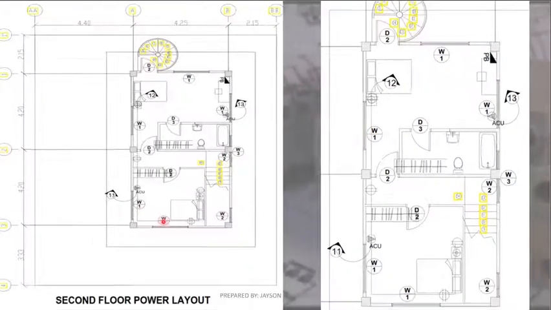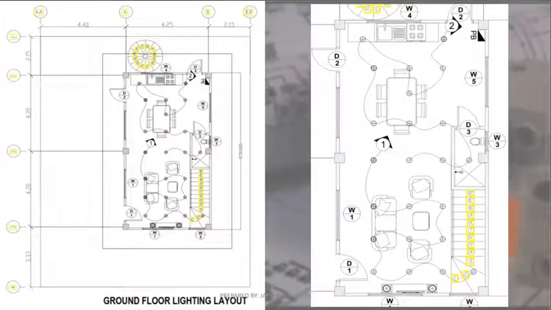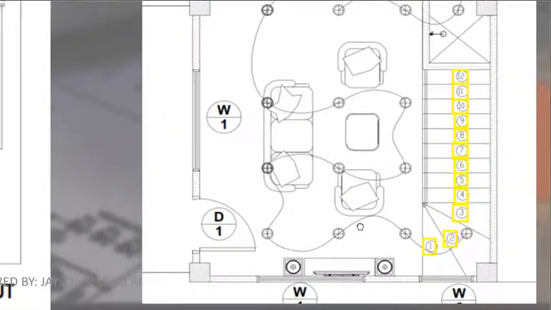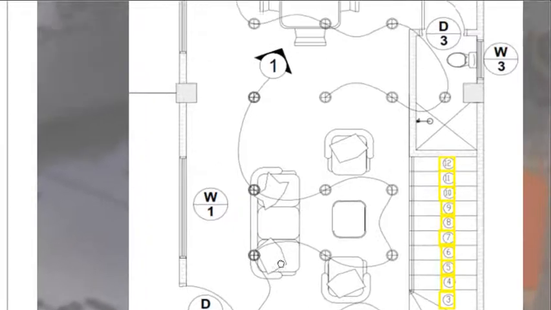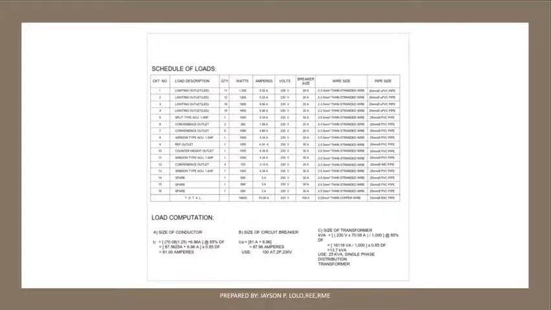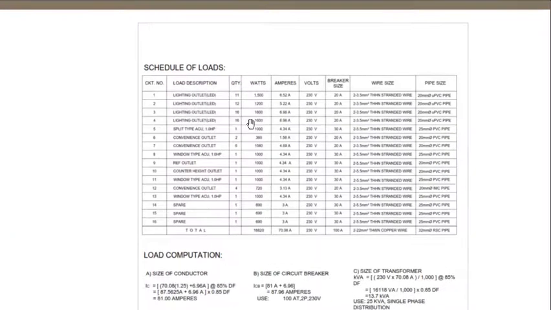Let's go back again to the lighting layout. As you can see, there is no switching here. But in the next video that I will attach, I will give you a guide on how to make a switching diagram for the lighting layout. This is the schedule of loads.